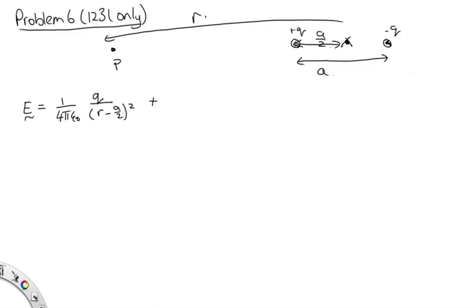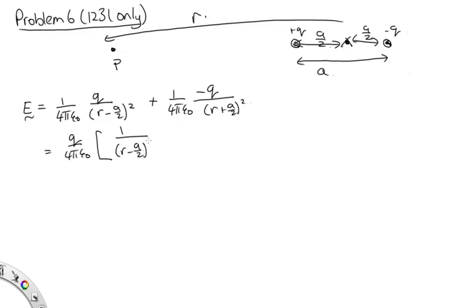And then we need to add on the electric field due to this minus q charge. So that's 1 over 4 pi epsilon naught. Now I've got minus q is the charge, and the distance in this case is r, and then we have to add on an extra a on 2. Okay, so let's add these two together. We've got q over 4 pi epsilon naught outside of 1 over r minus a over 2 squared minus 1 over r plus a over 2 squared.